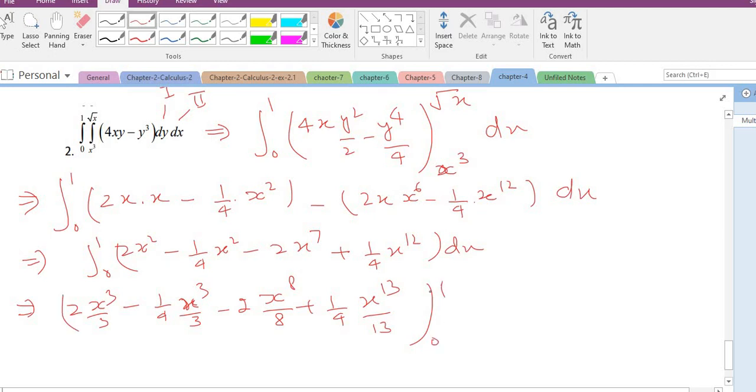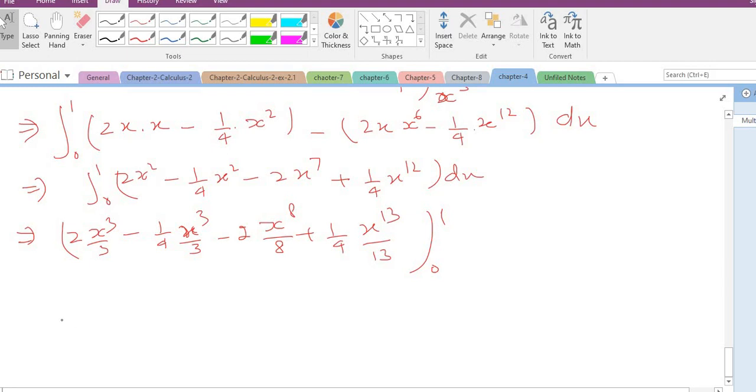So it means that when x is equal to 1. So when you use x is equal to 1, this becomes 2 divided by 3 minus 1 by 12 minus 1 by 4 plus 1 by 52, because of 13 multiplied by this one, and minus x is equal to 0. So 0, 0, 0, 0. So this full becomes 0. So simplify it. We will get 2 by 3.